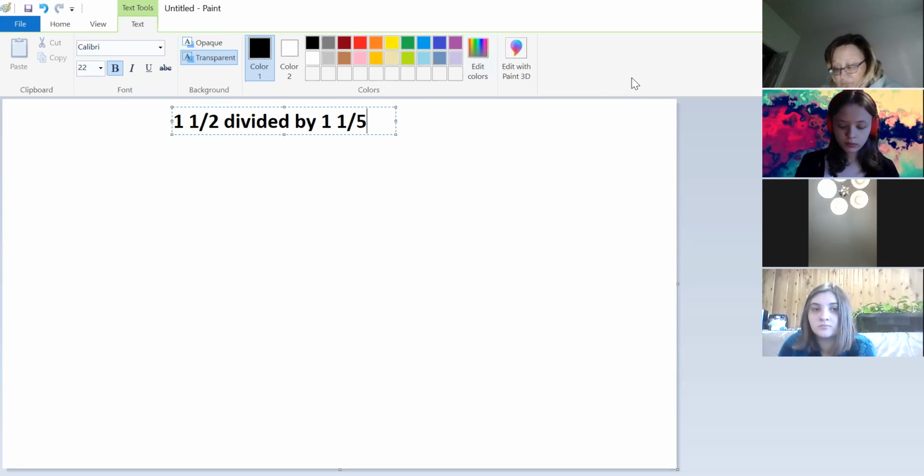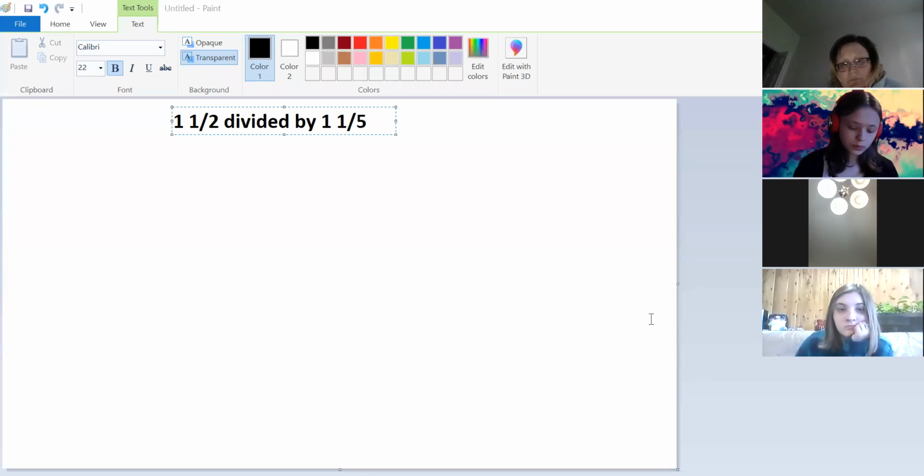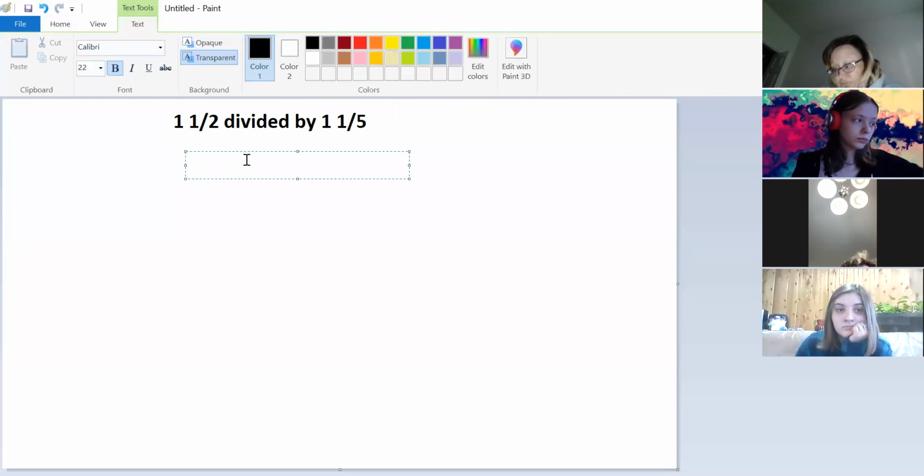Let me stop sharing quickly and go back and right here and share. Yeah, 1 1/2 divided by 1 1/5. That's right. Okay, so now we go back to the paint. Okay, so you see my paint board? So I want to divide this by this. The first thing I want to do is convert both of these to improper fractions.